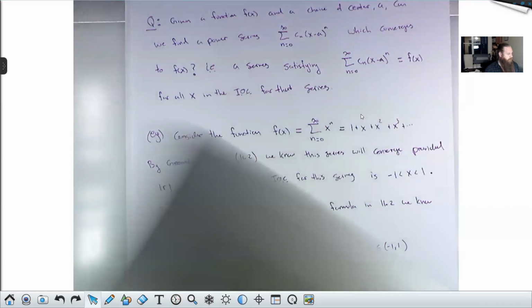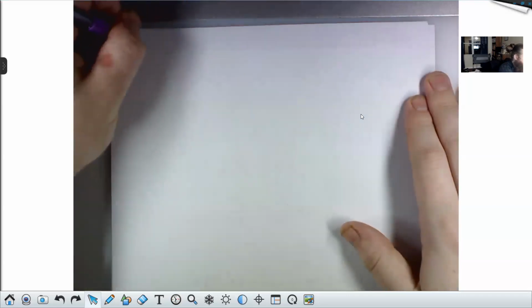So what did I do there? Well, I integrated a power series. How did I do that? I treated it like a polynomial. Remember, we keep saying power series are just infinitely long polynomials. So here's the theorem.